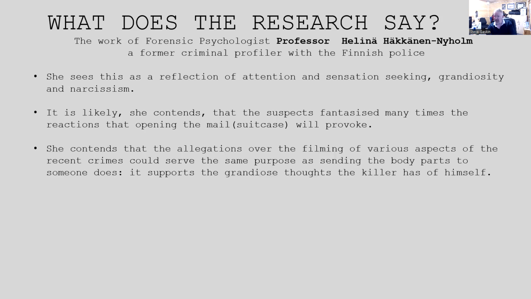She contends that the filming of various aspects of recent crimes could serve the same purpose as sending the body parts to someone does. It supports the grandiose thoughts the killer has of themselves.